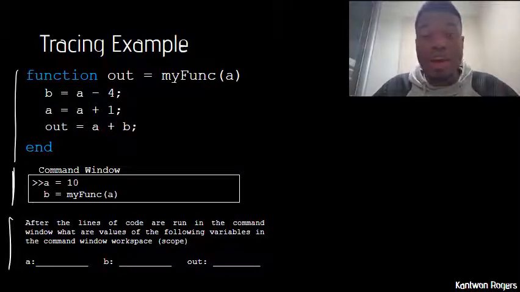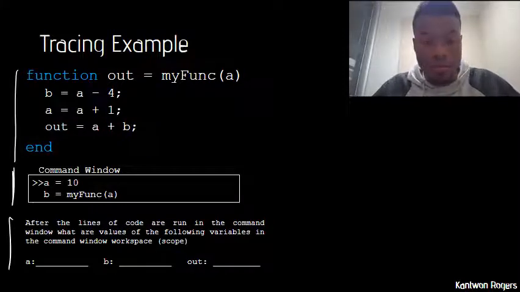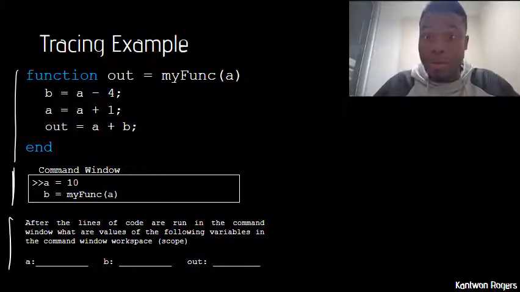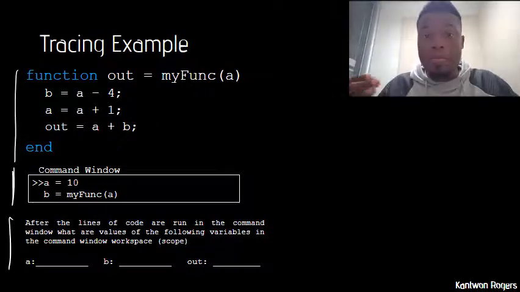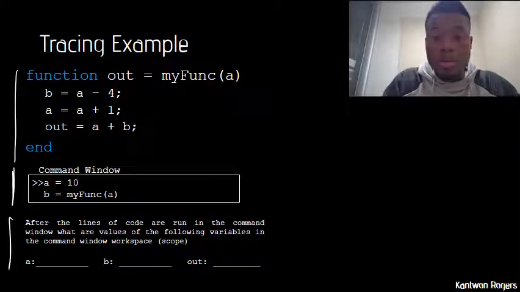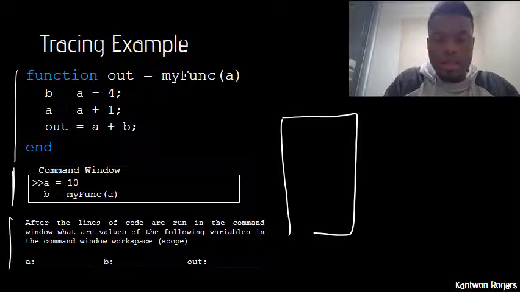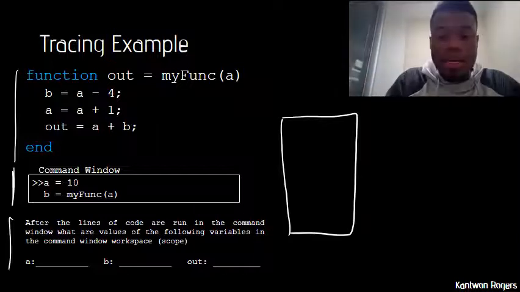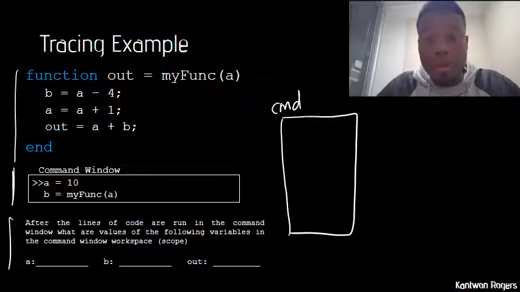So we're starting in our command window. Our command window is what's calling our other function. The command window, like we talked about before, has its own scope. It has its own place in memory where its values are stored. So I'll denote the command window scope by this box right there, and I'll label it as CMD for command window.